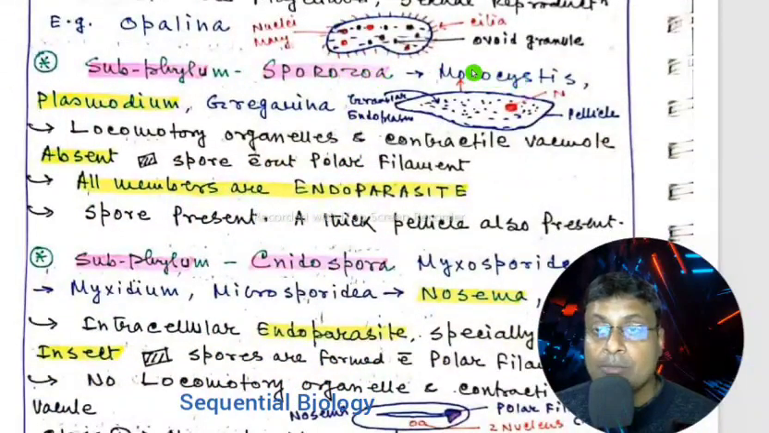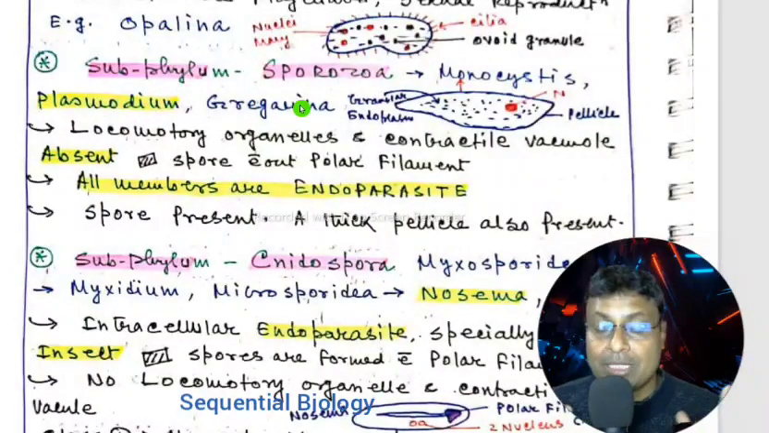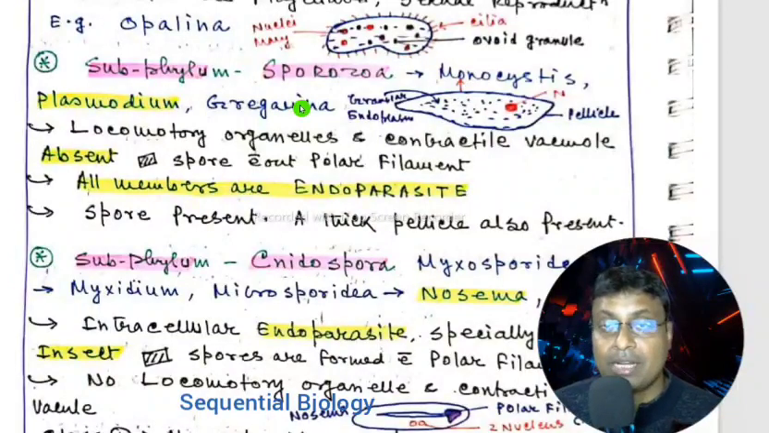The representatives of this Sporozoa are Monocystis, Plasmodium, and Gregarina. And you know this Plasmodium causes malaria disease. Different species of Plasmodium cause different types of malaria. Actually, they are included under subphylum Sporozoa. Monocystis and Plasmodium are important representatives of this subphylum.